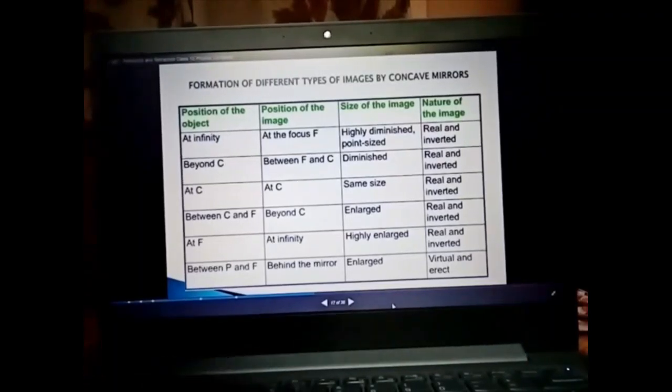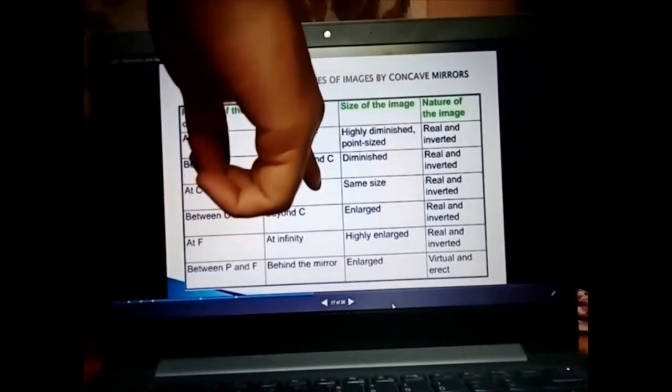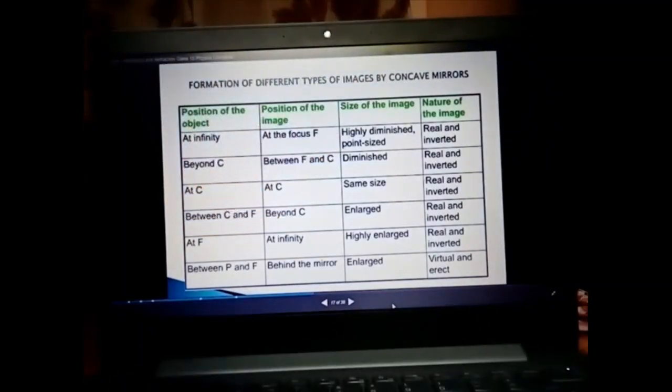Third case is when the object is at center of curvature, the image is also at center of curvature. The image is of the same size. Nature of the image is real and inverted. Fourth case is when the object is between center of curvature and focus, the position of the image is beyond center of curvature, the image is enlarged, and nature of the image is real and inverted.